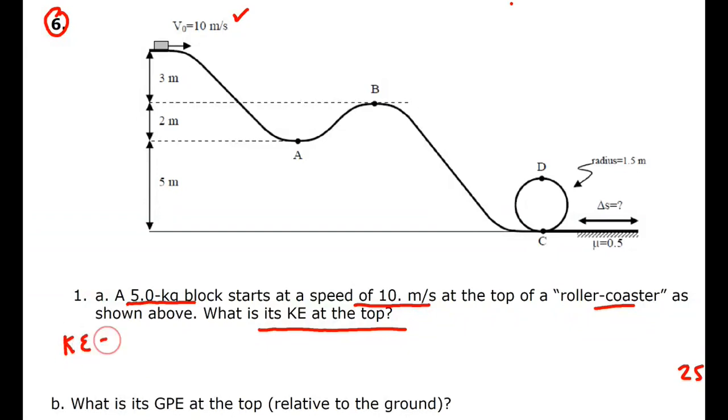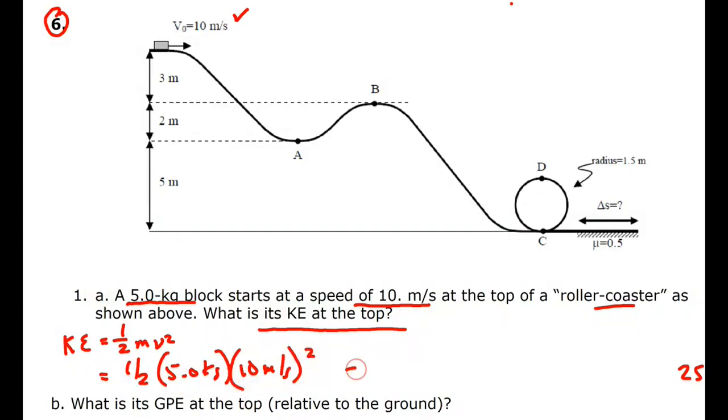KE equals 1 half mv squared, equals 1 half times 5.0 kg times the velocity, 10 meters per second, but that gets squared in the equation. So it's 100 times 5, that's 500, times a half is 250 joules. Yeah, that's easy enough.